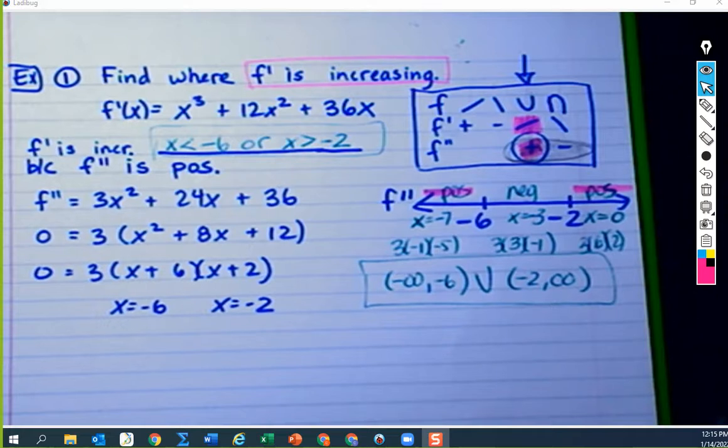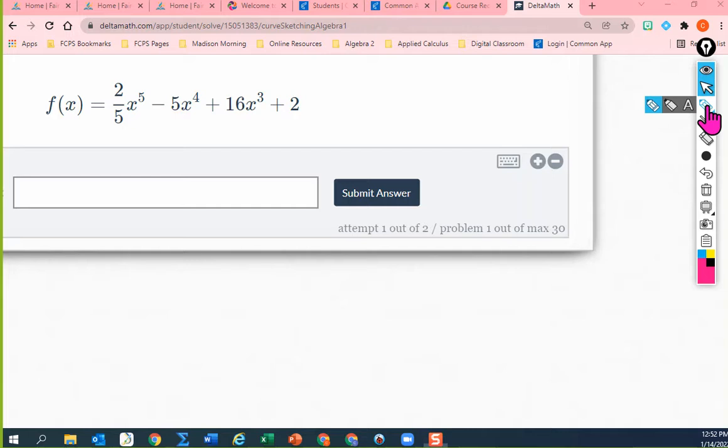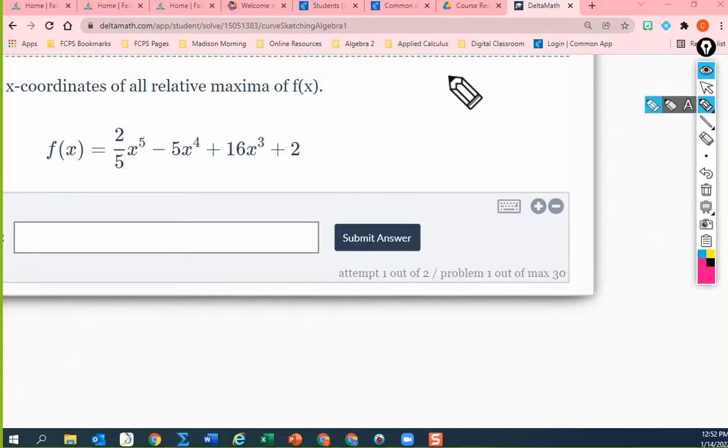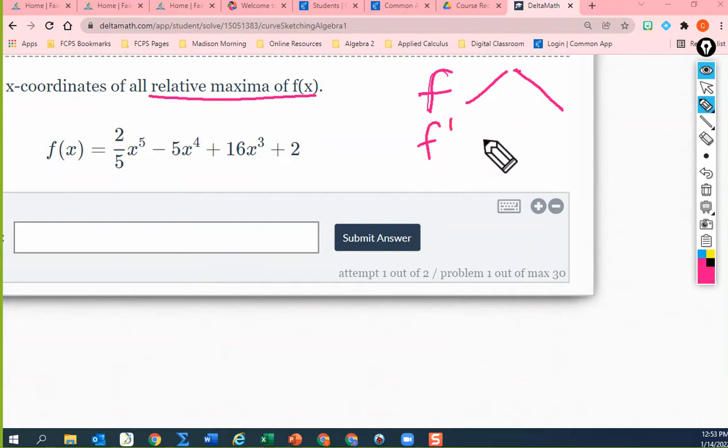All right, I've got to zoom back up. Hold on. Okay, relative maximum. So I'm going to write my chart for a relative maximum of f of x. That needs to go from increasing to decreasing because that creates a maximum. That means f prime is positive to negative.